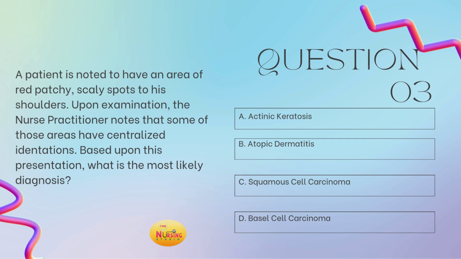Now, although actinic keratosis can appear red, patchy, scaly as well in sun exposed areas, they typically do not have that centralized indentation. Now, actinic keratosis is the precursor for squamous cells, so they have some similar presentation. The best answer here is C, squamous cell carcinoma, because a classic identifier also is that centralized indentation.